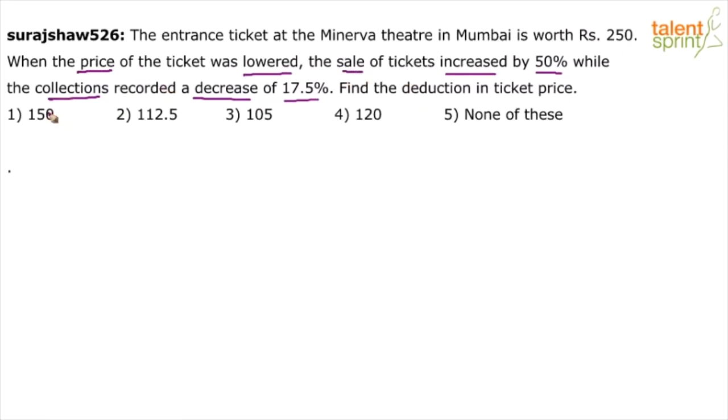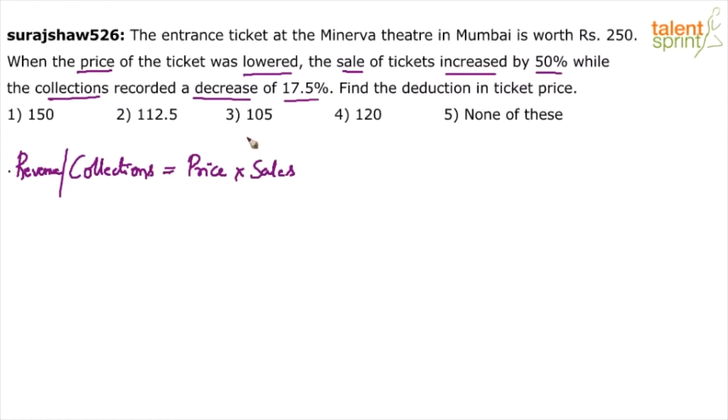You getting it? If you understand this, collections here would be equal to what? Collections would be equal to the price into sales. Collections is like revenue, right? The total revenue is the price of each item multiplied by the number of items sold. So collections is equal to price into sales, or collections is nothing but revenue. So revenue is equal to price into quantity.